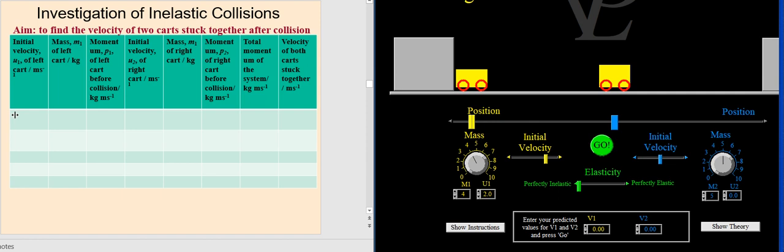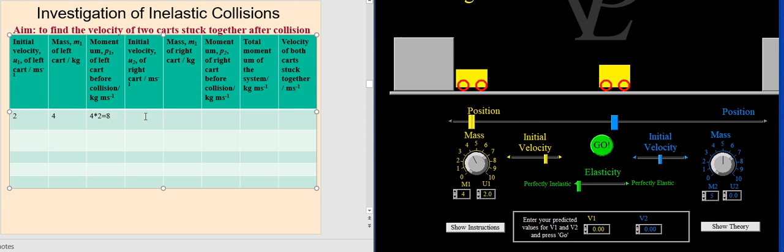So we're going to write these in here. The initial velocity of the left-hand cart is 2. The mass is 4. Therefore, the momentum, P1, of the left-hand cart before the collision. Remember how we calculate momentum? We calculate momentum by doing the mass times the velocity. So this is going to be 4 multiplied by 2, which gives us 8.